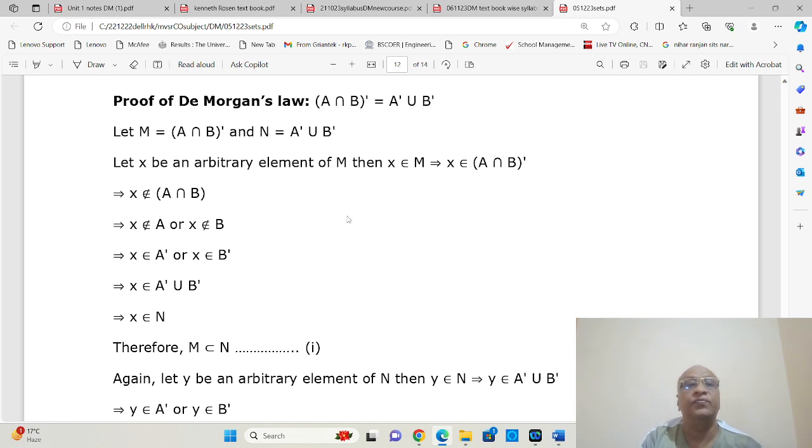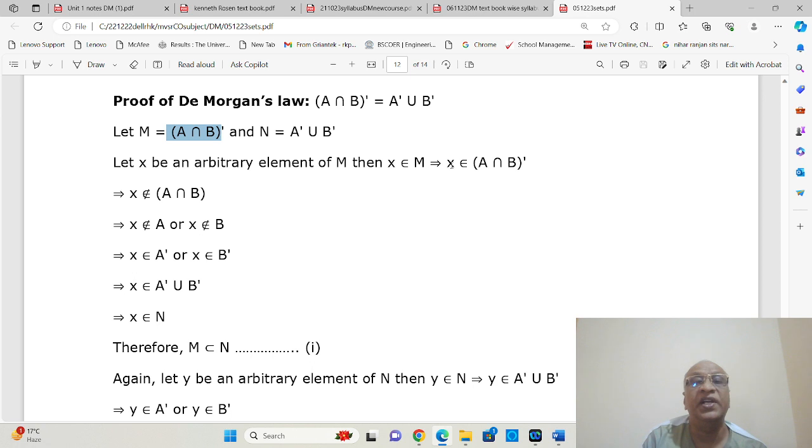Let us take the second one. We have to prove that (A intersection B) complement is equal to A complement union B complement. Same thing we'll do. Let M be equal to (A intersection B) complement, N equal to A complement union B complement. X is an element which belongs to M.